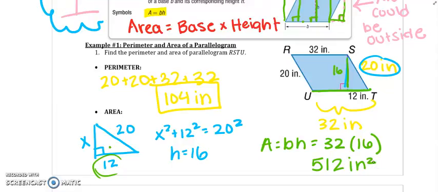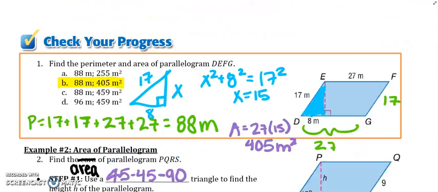I want you to pause the video and check your progress 1, and then start it back to check your answer. Hopefully you wrote this problem and you're checking it. You should have gotten B. You can see I did the same thing. Use the sides of the parallelogram to find the others, added them up for perimeter. And remember, that's normal units.